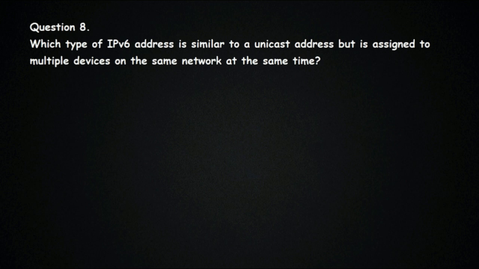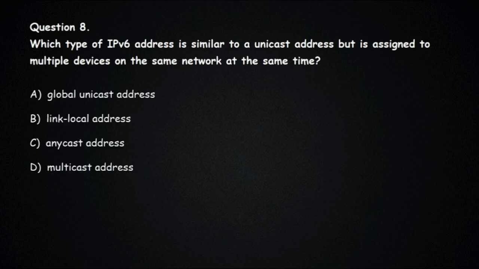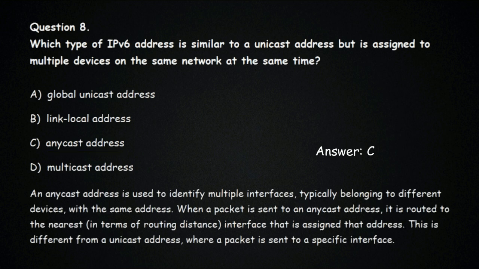Question 8. Which type of IPv6 address is similar to a unicast address but is assigned to multiple devices on the same network at the same time? Options. Correct answer is C. An anycast address is used to identify multiple interfaces, typically belonging to different devices, with the same address. When a packet is sent to an anycast address, it is routed to the nearest interface that is assigned that address. This is different from a unicast address, where a packet is sent to a specific interface.